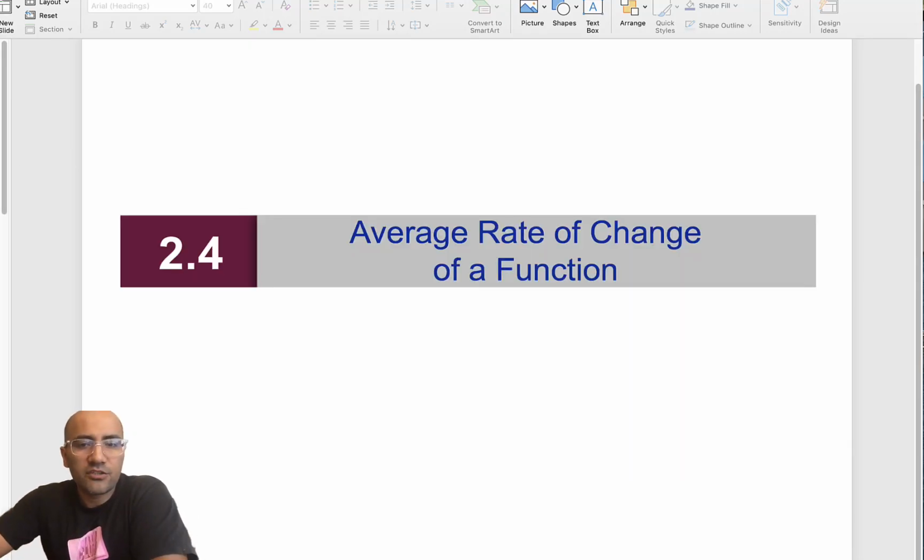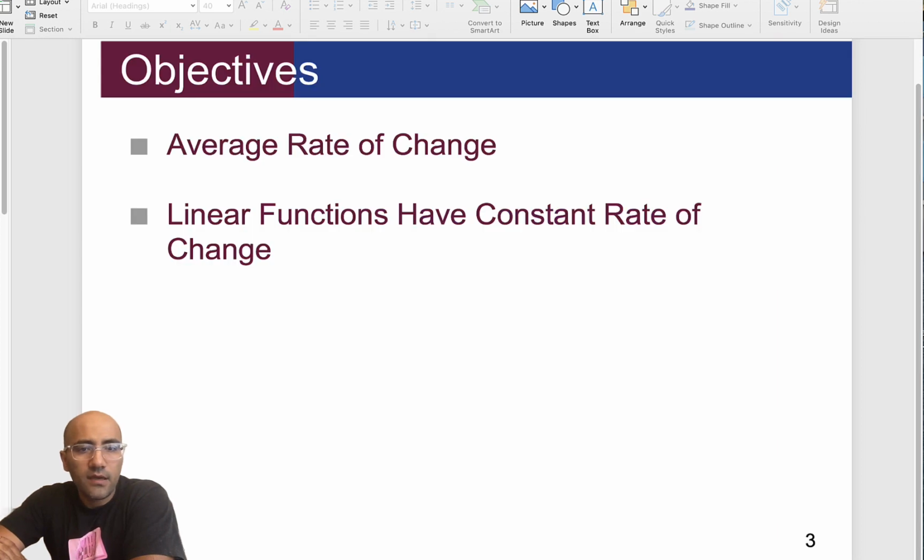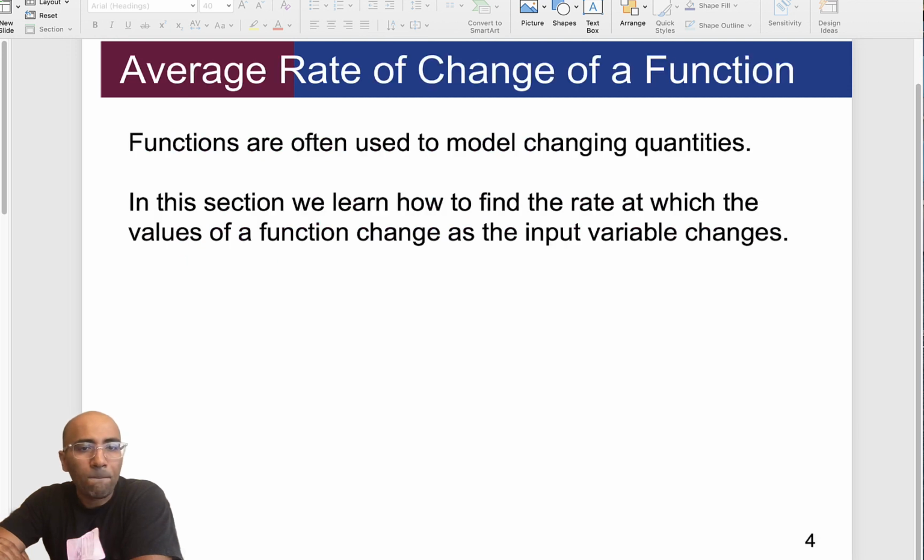Okay, chapter 2, section 4 is on the average rate of change of a function. Easy stuff. We're going to talk about the average rate of change, and we're going to look at the average rate of change for a linear function, and note that they have a constant rate of change. Just underline that.